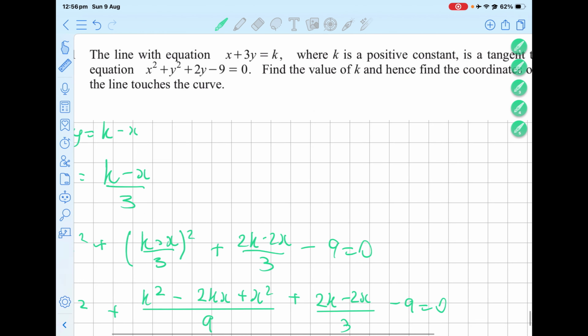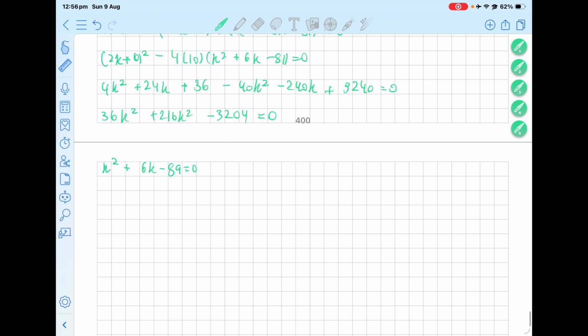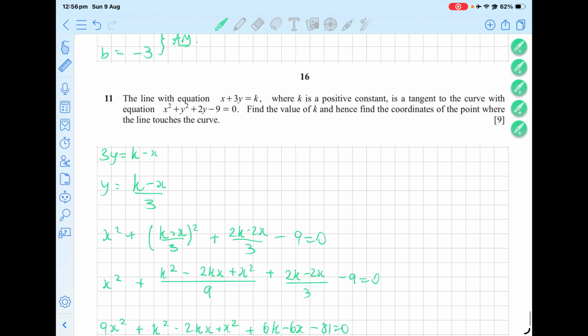Did this say find the value of k? So k is a positive constant, so k must be equal to minus 3 plus 7 root 2, which is 6.90. So find the value of k, and therefore we need to find the coordinates of the point where the line touches the curve.